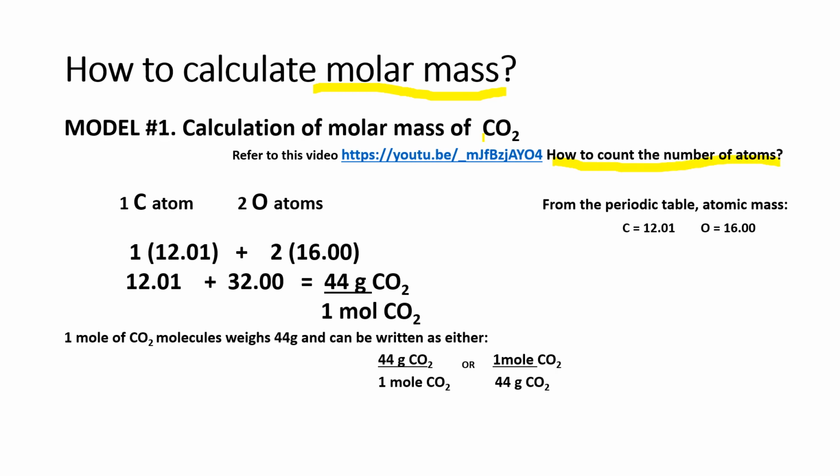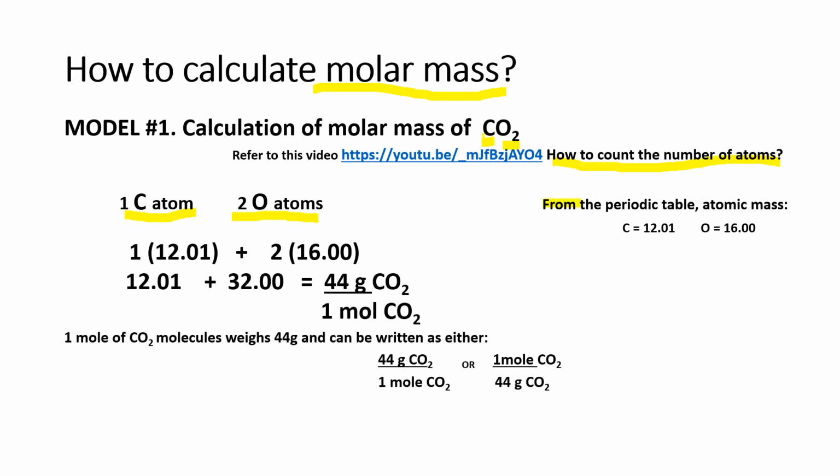So first, we have to identify the type of atoms and the number of atoms. In the formula, we have one subscript of carbon. That is why we have one carbon atom. Two subscript of oxygen. That is why we have two oxygen atoms.